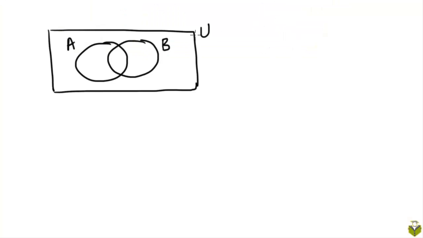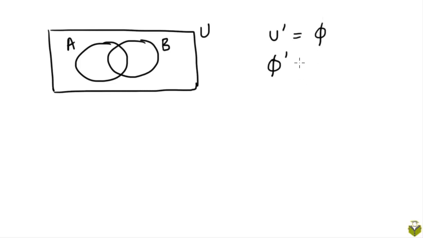Now let's look at a Venn diagram which has two sets A and B. Firstly, what would be the complement of U? The complement of the universal set would be all the elements that are not in the universal set. But because everything is in the universal set, U complement would be the empty set phi.